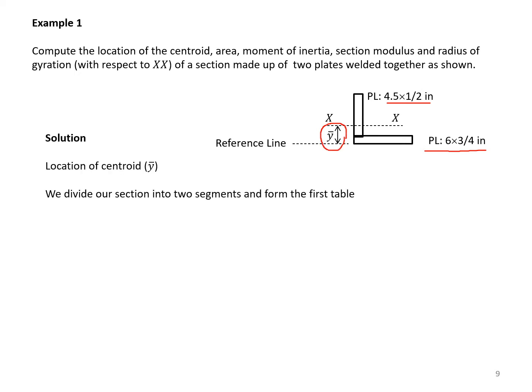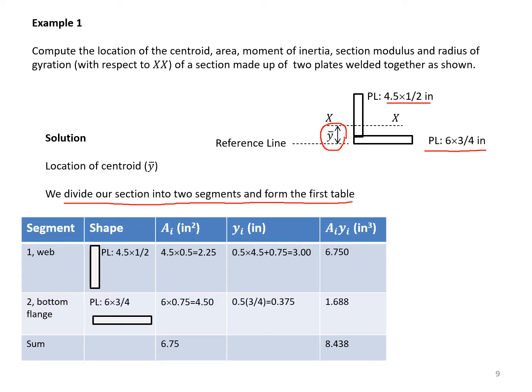In order to determine the location of y bar, we divide our section into two segments. There are only two segments here, and we form our first table. Here is our first table. Let's look at it. In the first line, I have listed what kind of segment is involved, what is its cross-sectional area, which in this case is 4.5 by 1/2 an inch, is 2.25. What is its distance from the extreme bottom fiber, which is our reference line?